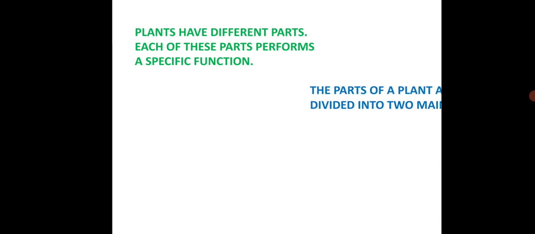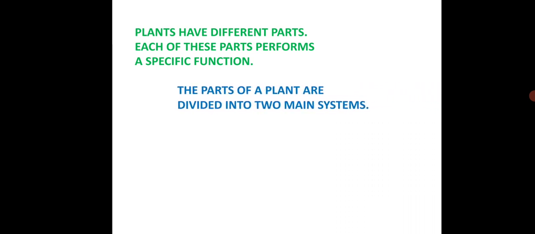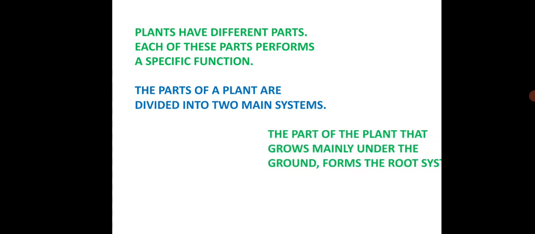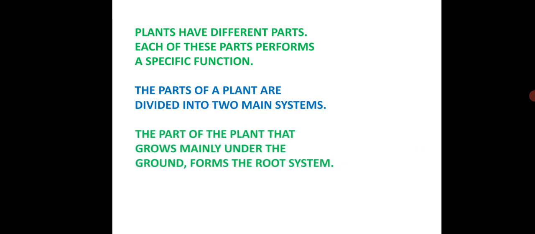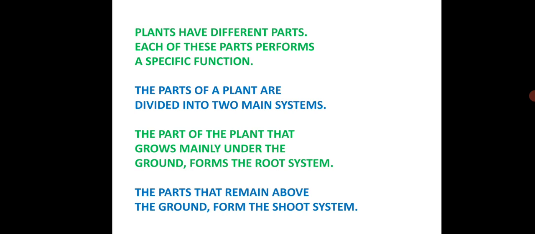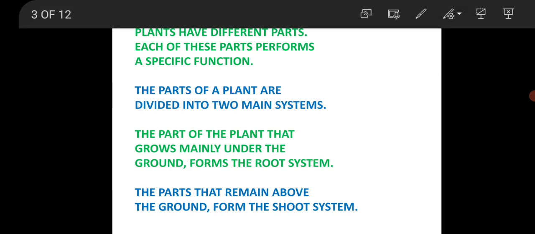The parts of a plant are divided into two main systems. The part of the plant that grows mainly under the ground forms the root system. The parts like stem, leaves, flowers and fruits that remain above the ground form the shoot system.